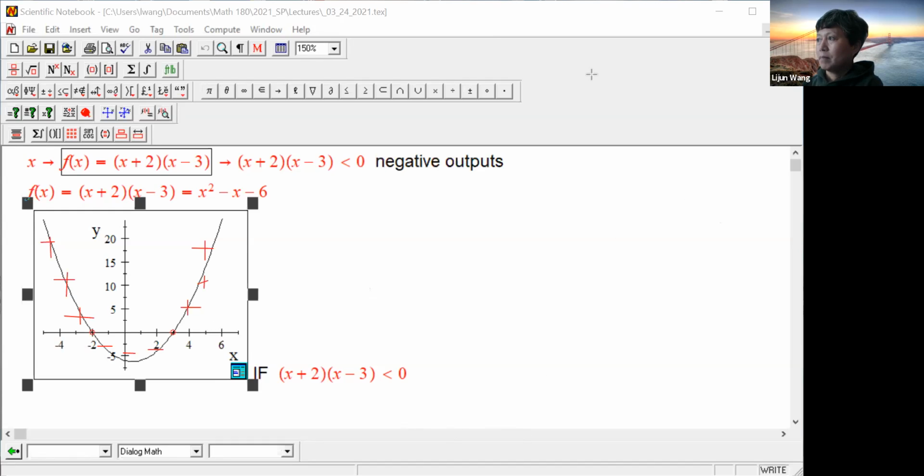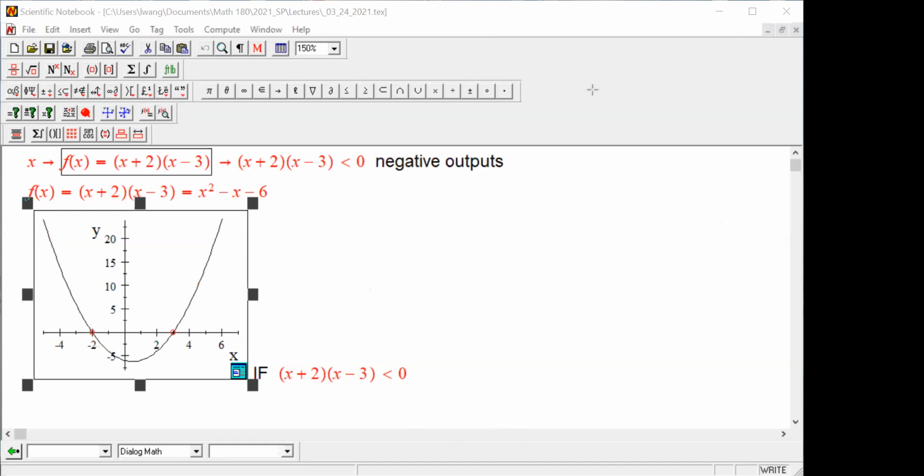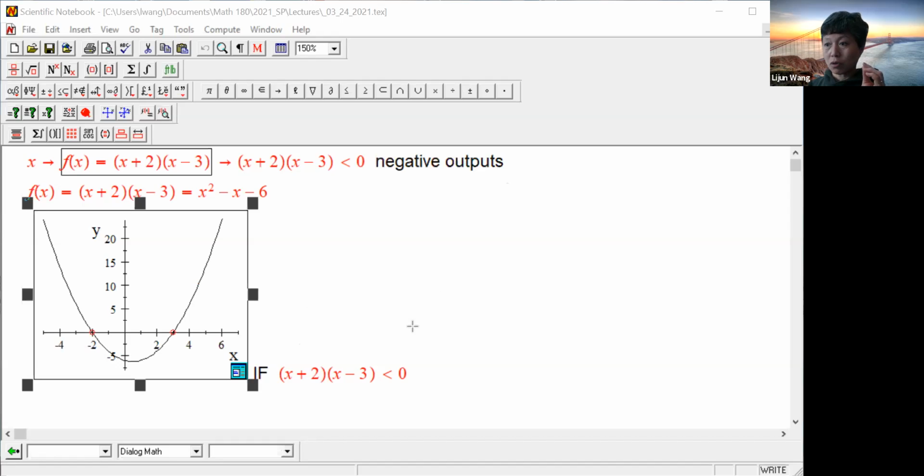Got it? So now, how to show work in this part? If you use this method to show work, there are a couple of things you need to show me. I'm going to show you how to show work.